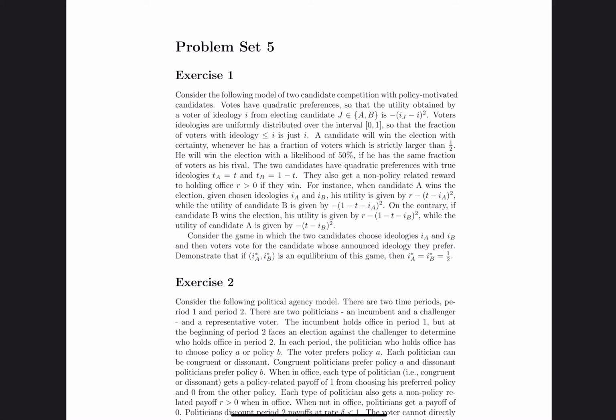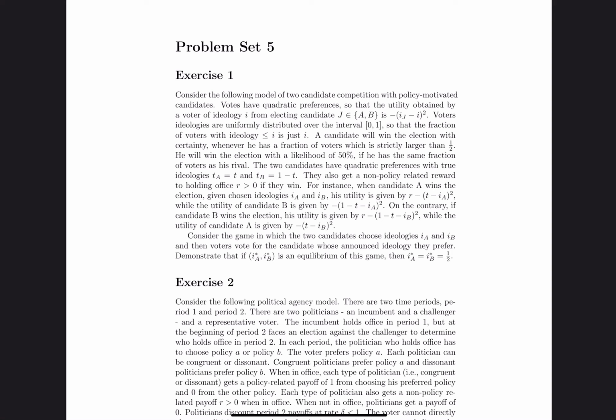Consider the following model of two-candidate competition with policy-motivated candidates. Voters have quadratic preferences so that the utility obtained by a voter of ideology I from electing candidate J, where candidate J is either candidate A or candidate B, is minus (IJ minus I) to the power of 2. Those types of utilities are mainly used when you want to say that somebody wants to minimize the distance according to some metric. And here the metric is basically the ideology.